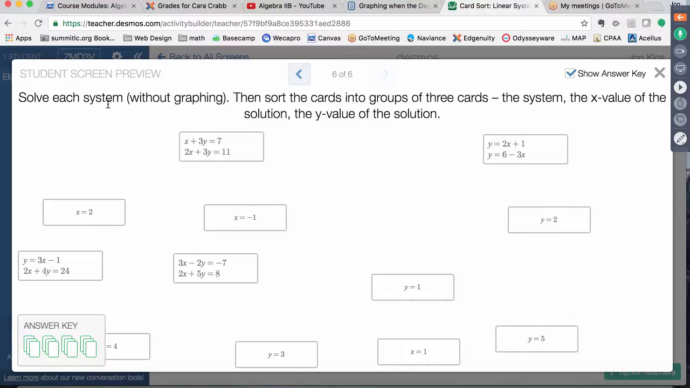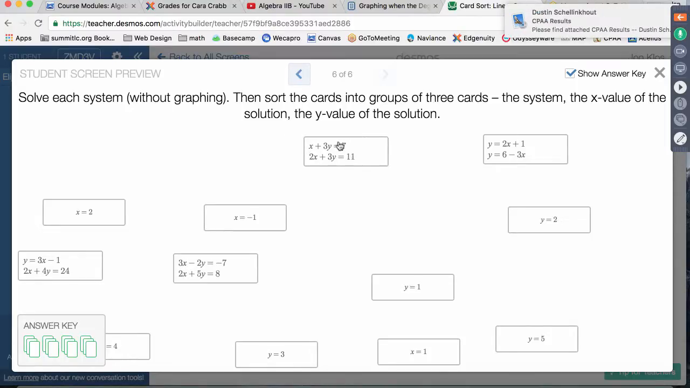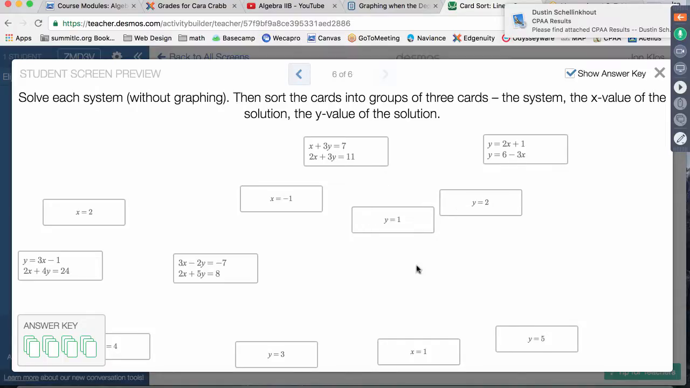And then finally, solve each system without graphing, and then sort them into groups. So here's one system. Solve it out. I'd probably use elimination on this. This is good practice. Find out which x values or which y values go with which system, and then line them all up. So when you're all done, again, you can check your work on the answer key.